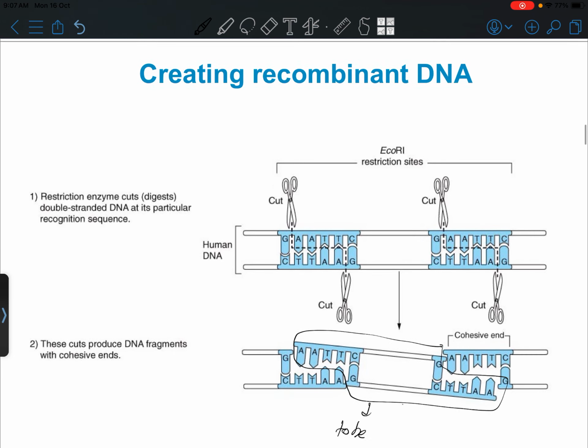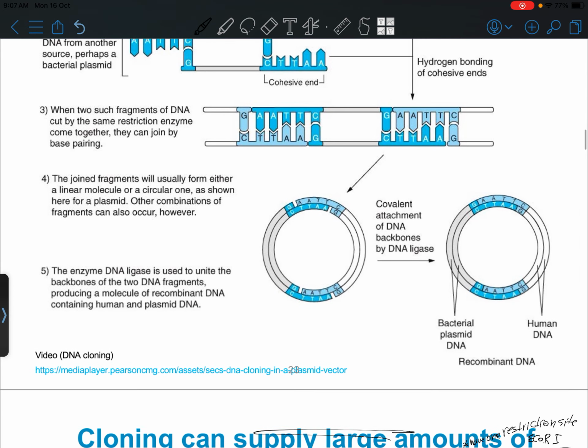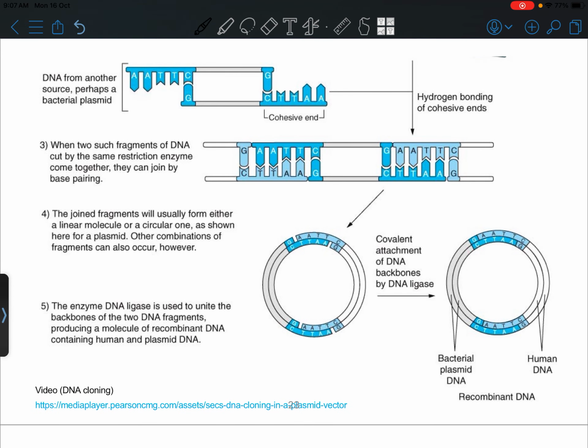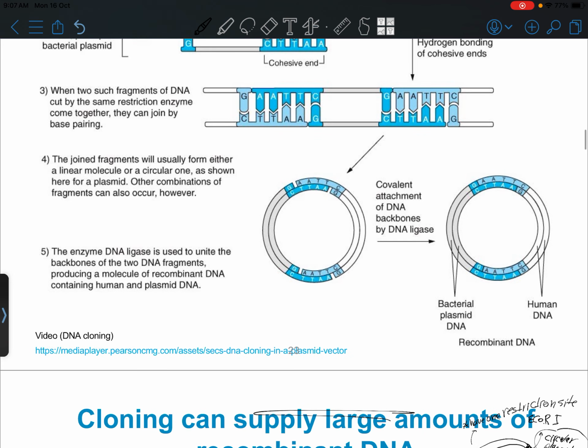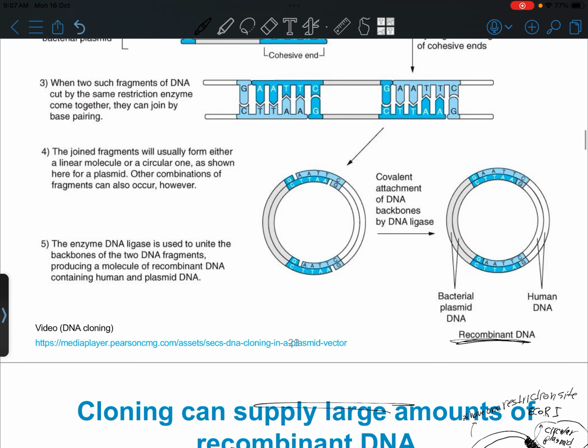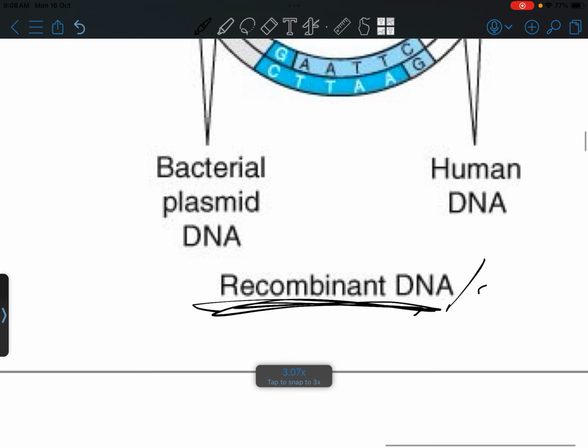Okay, this is the general procedure used for DNA cloning. This is the procedure used in the early attempts to clone or to produce recombinant DNA. Now, this is recombinant DNA. You can call it also recombinant plasmid. Okay.